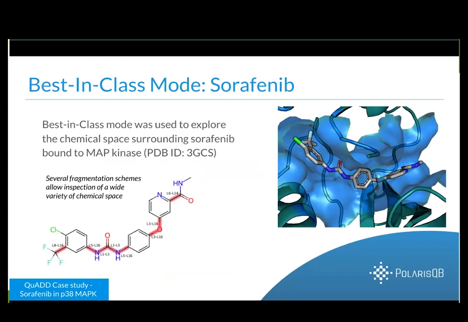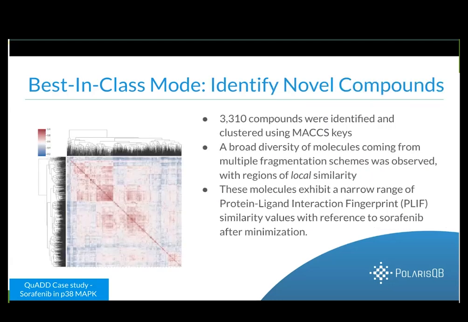QUAD's best-in-class mode prioritizes the shape and pharmacophoric features of the provided template in its exploration of the chemical space that is closely related to the template. This mode can, in principle, be used to build or to break IP surrounding a lead compound. Here we use the crystal structure of sorafenib bound to p38 MAP kinase as the starting point to explore the chemical space around sorafenib.